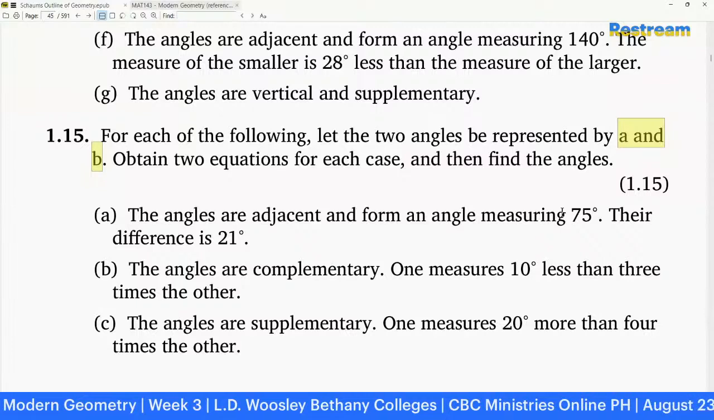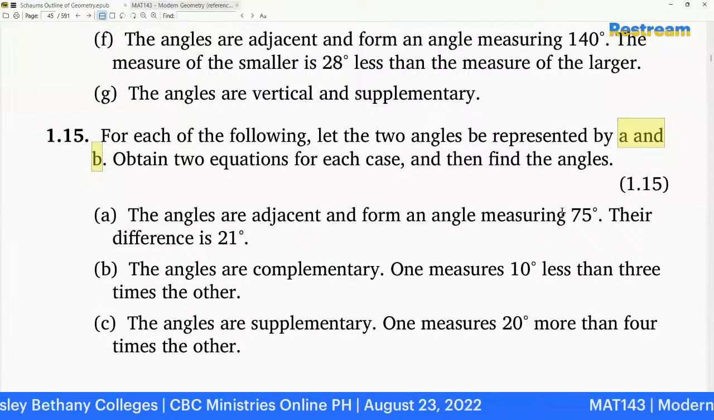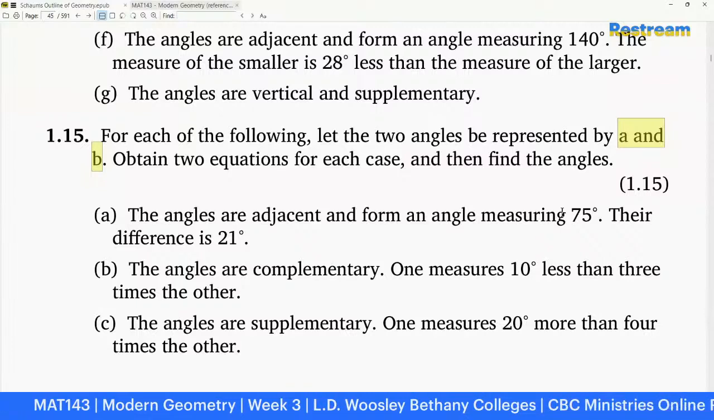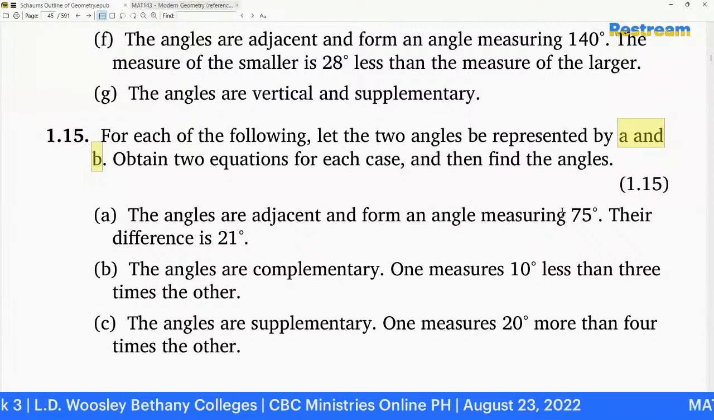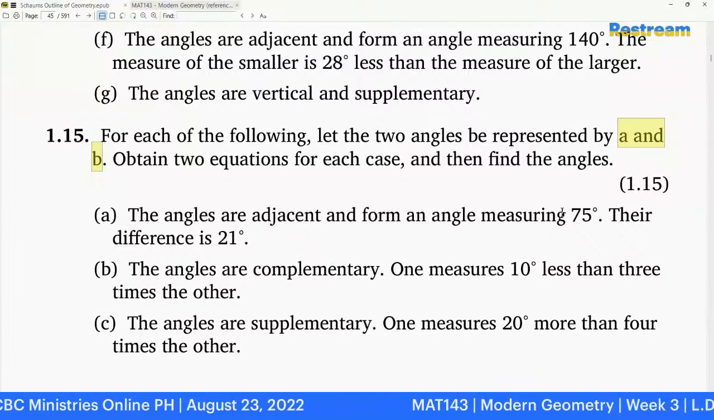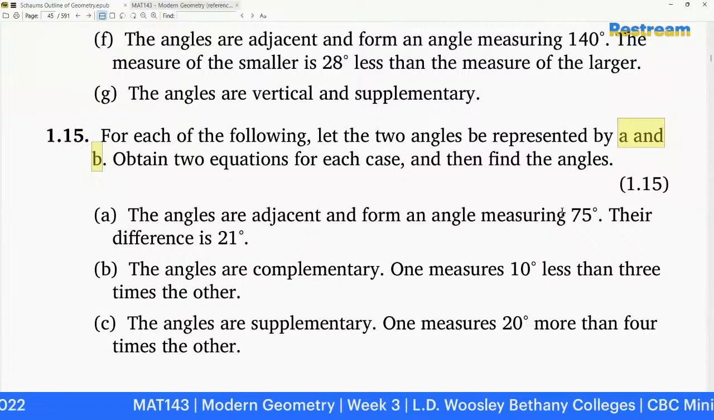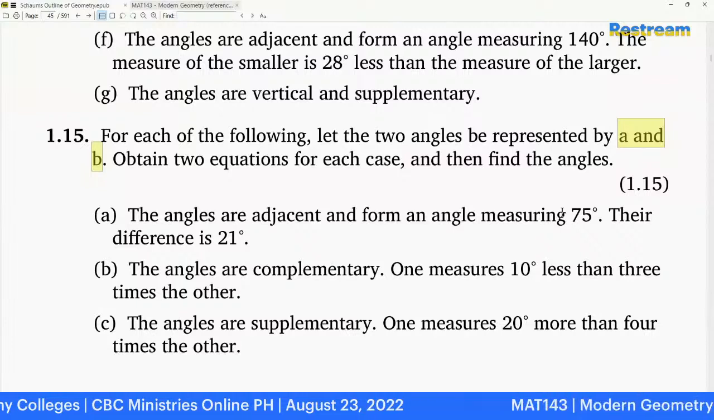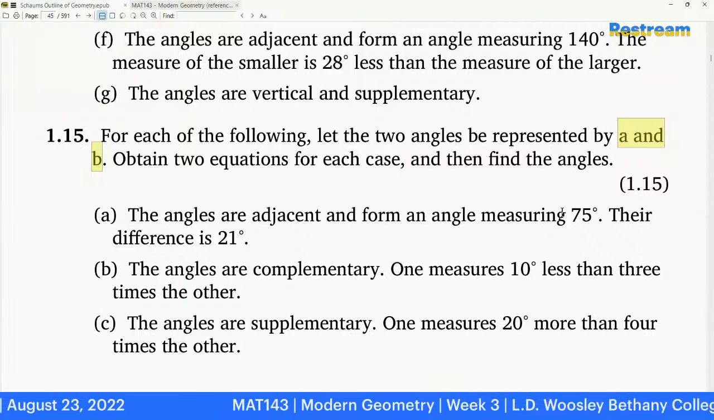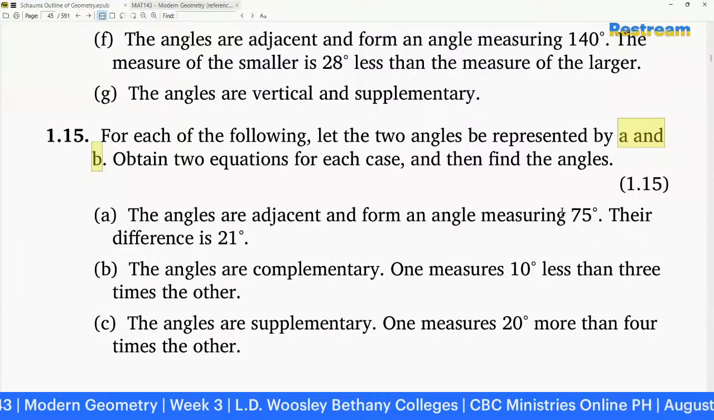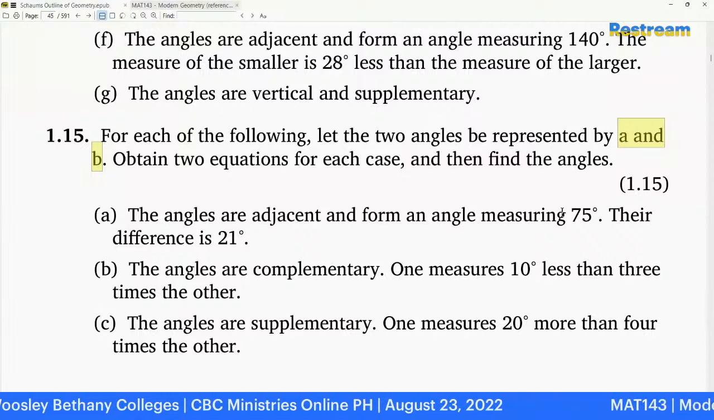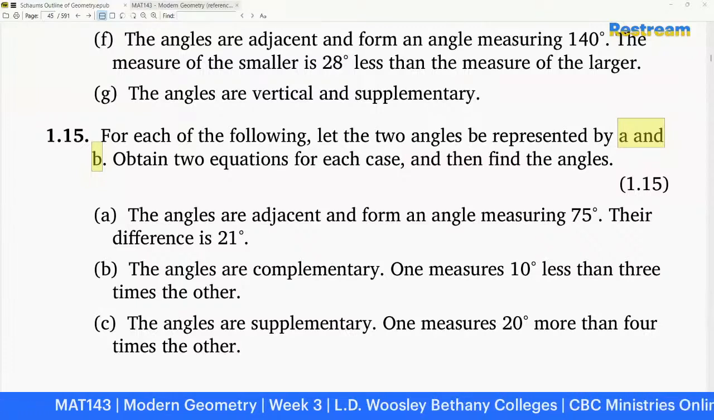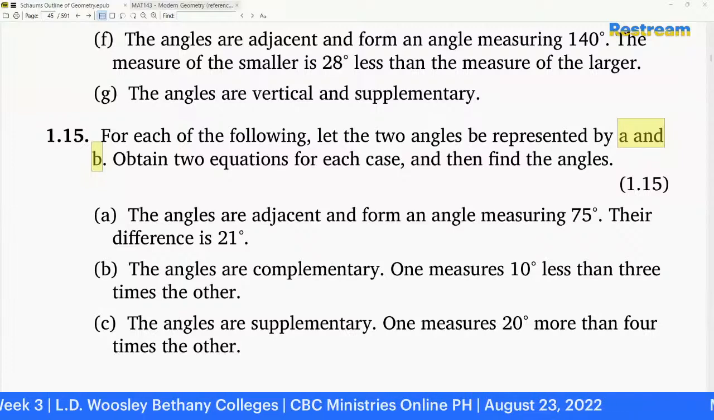Elimination, so add mo lang, so 2A, tanggal si B, 75 plus 21, that would be 96. Tama? 2A is equal to 96. Recheck your computations. 2A is equal to 96, therefore A is equal to 96 over 2. What is 96 over 2? 48, sir.